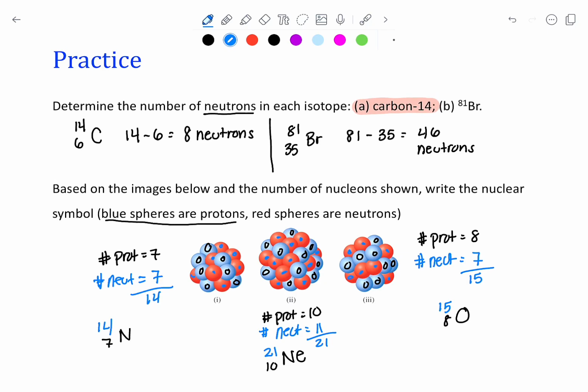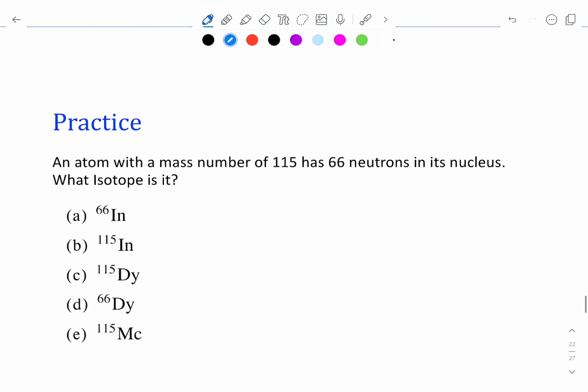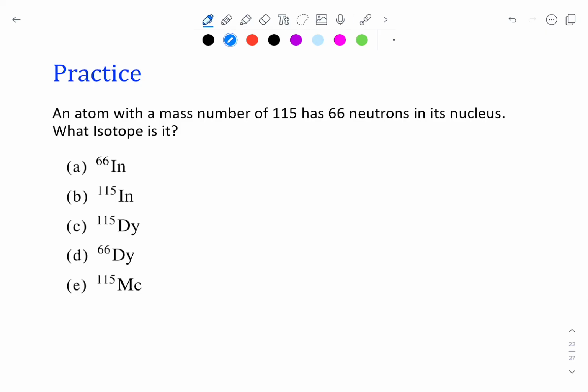Okay, so I have one more problem that I want you to try on your own. Our last practice with this is: an atom with a mass number of 115 has 66 neutrons in its nucleus. What isotope is it? Pause the video and take a second and use your periodic table to try and solve this problem.